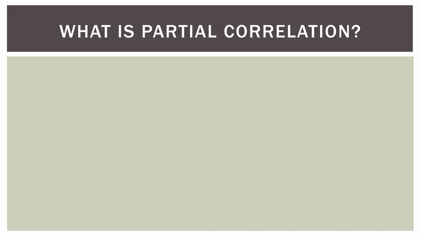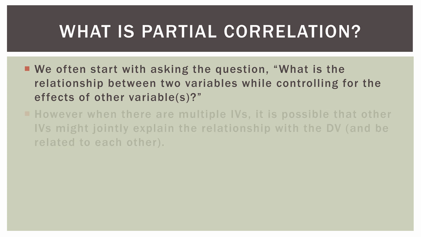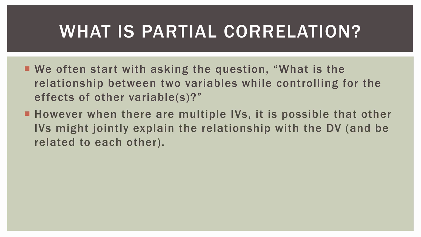So what is a partial correlation? We often start with asking a basic question. What is the relationship between two variables while controlling for the effects of other variable or variables? It could be more than one. However, when there are multiple independent variables, it is possible that other independent variables might jointly explain the relationship with that dependent variable. And of course, they could be related to each other.